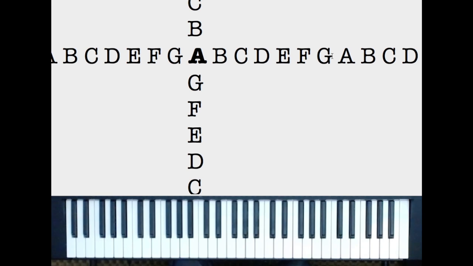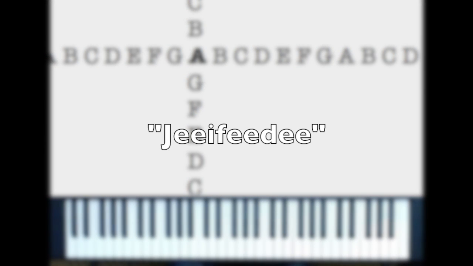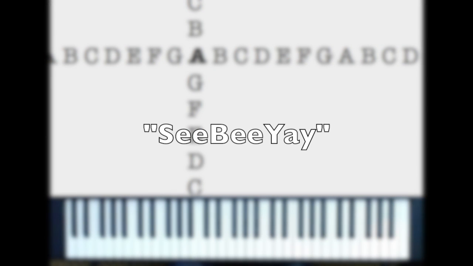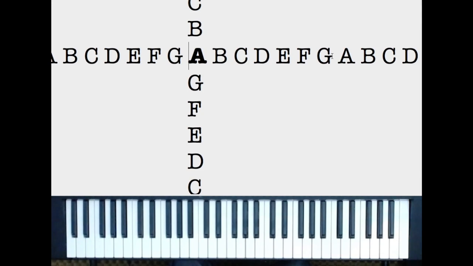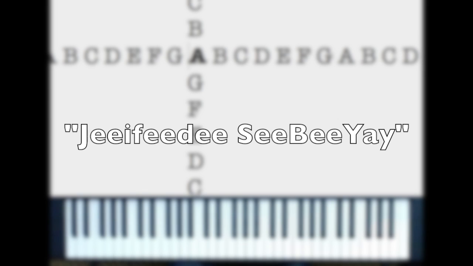So say it after me. G, F, E, D. G, F, E, D. Okay? The second sound is C, B, A. C, B, A. Put them together, you've got G, F, E, D, C, B, A. G, F, E, D, C, B, A.